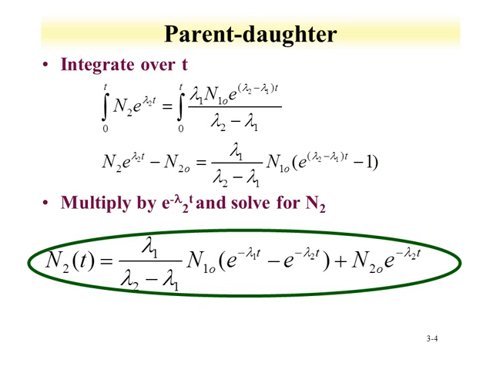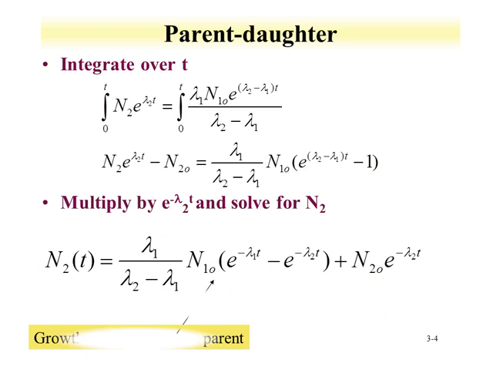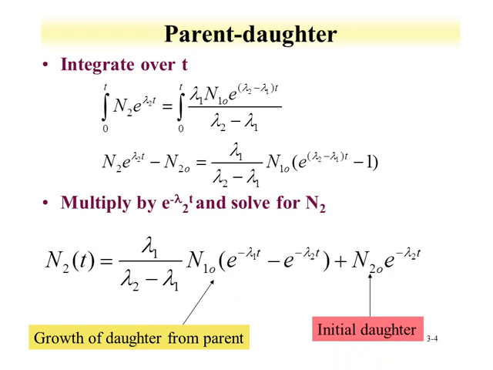The amount of N2 is equal to a term with the parent and daughter decay constants and the amount of parent, and then the amount of daughter that's present. And we have two components. This is growth of daughter from the parent, and this is any initial daughter. And I do want to point out that this is lambda subscript 2 for this term.